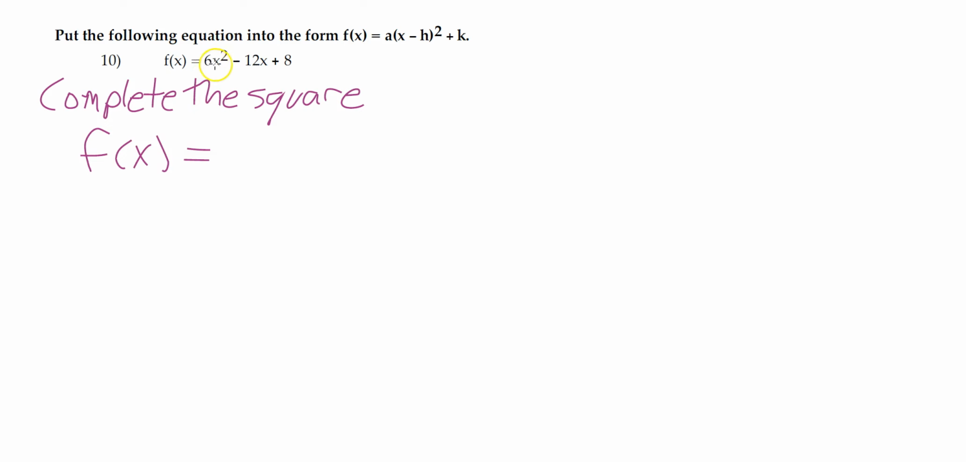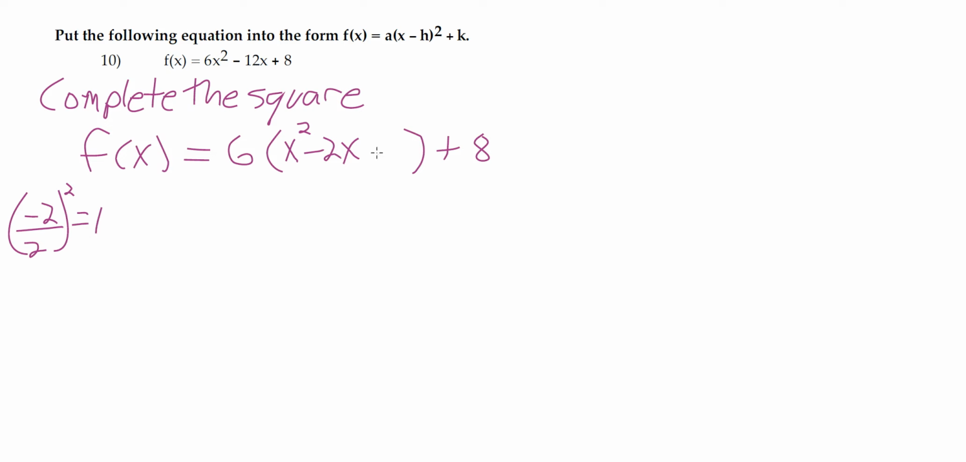Okay, the 6 in front of the x squared can't be there to complete the square. So I start by factoring out the 6 out of just the first two terms, leaving x squared minus 2x. Now if I take the negative 2 and I divide by 2 and square it, I get 1, which means I have to have a plus 1 to make a perfect square.